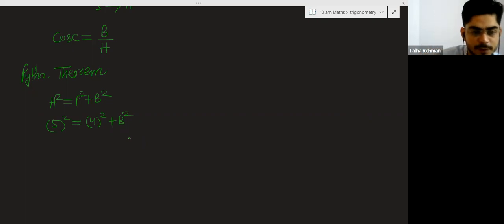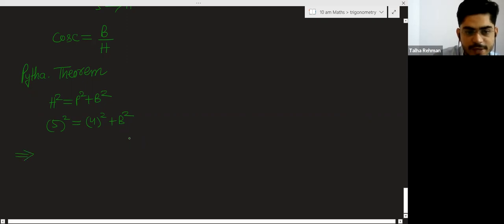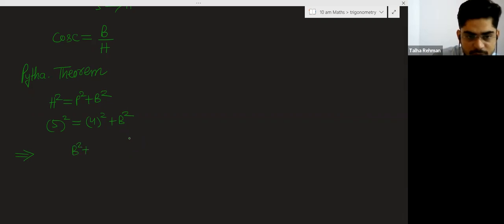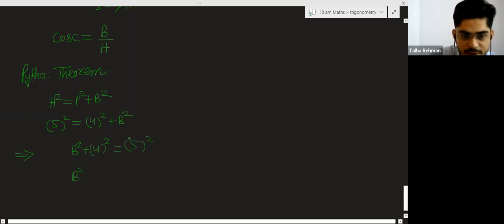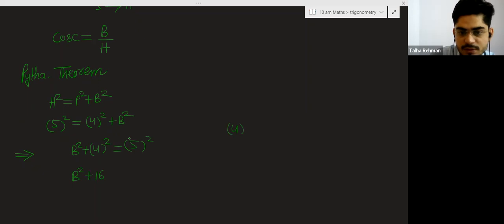Okay, Myra, let's see here now. How we can calculate this? I can write this b square plus 4 square equal to 5 square. This is very basic thing. So now b square. What is the square of 4? 16. 4 square means you will multiply 4 2 times. This will become 16. 5 square means you will multiply 5 2 times. That will become 25.